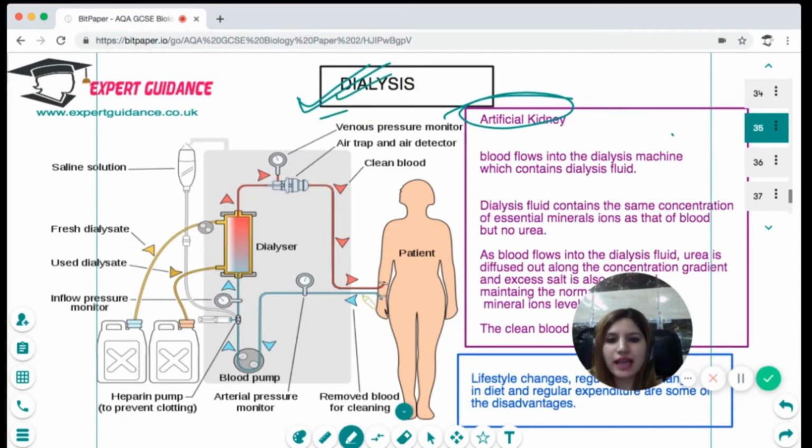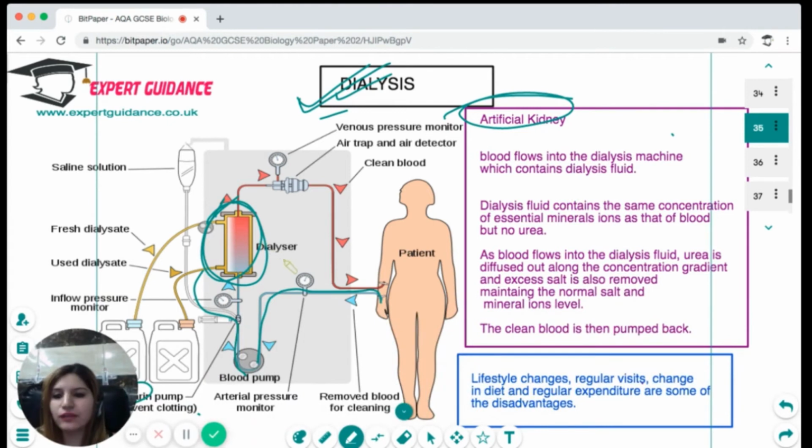Now, what happens in dialysis is that the patient's blood is taken out and given heparin, which prevents blood clotting, and then the blood is fed into a dialysis machine which has a dialysis fluid. The dialysis fluid contains no urea and has the ideal concentration of minerals and salt level, the same as that of the blood, and the dialysis tubes are made up of a semi-permeable membrane. So as the blood flows into the dialysis fluid, the urea diffuses out along the concentration gradient, and excess salt is also removed, maintaining the normal salt and mineral level and absorbing all the urea into the dialysis fluid. The blood now becomes pure and clean and is pumped back into the patient.